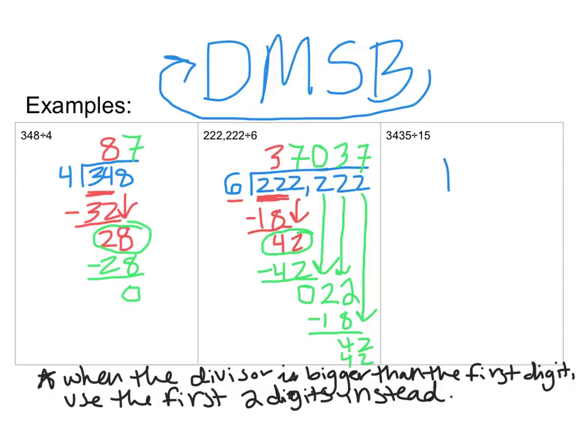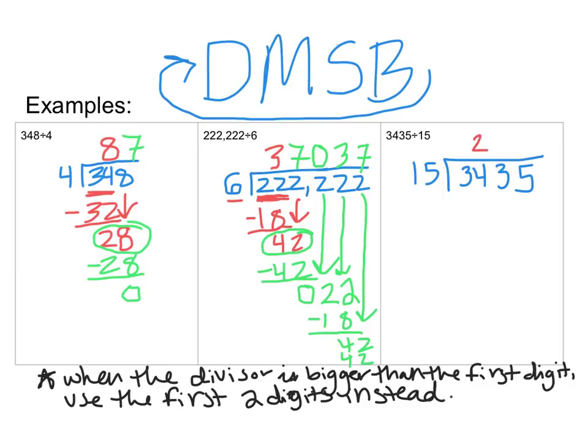So we set it up with our dividend underneath and our divisor to the side. And now this divisor is big. I did this on purpose, trying to pick some that maybe we wouldn't be able to do totally in our head. So 15, does that go into 3? No. Does 15 go into 34? Sure. 15 goes into 34 twice.